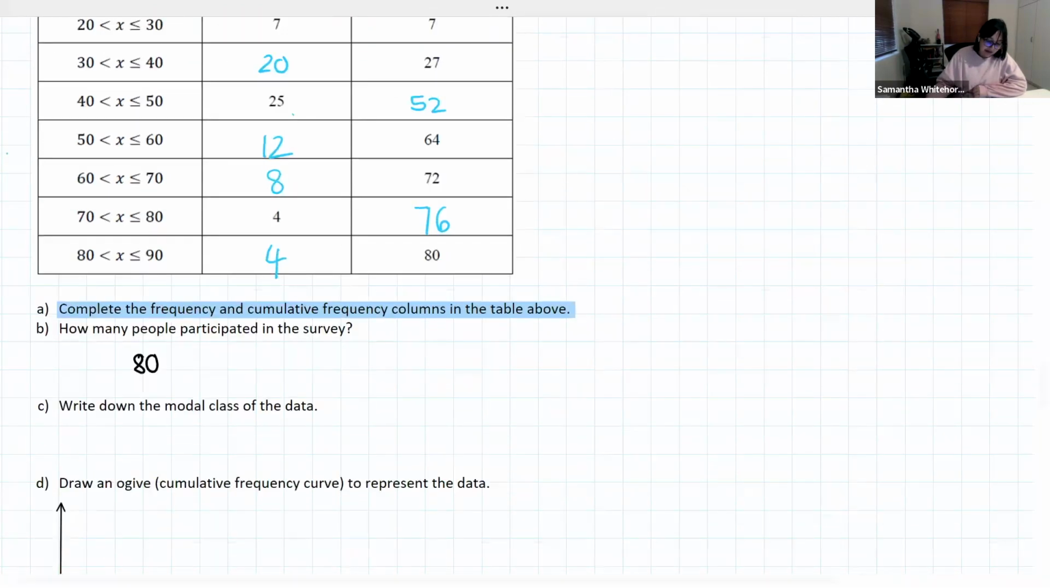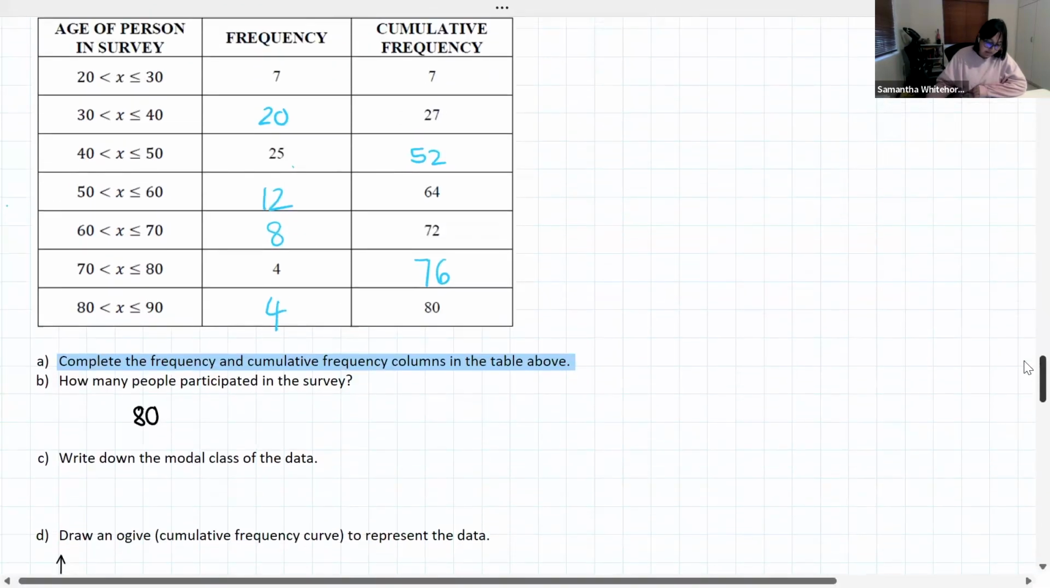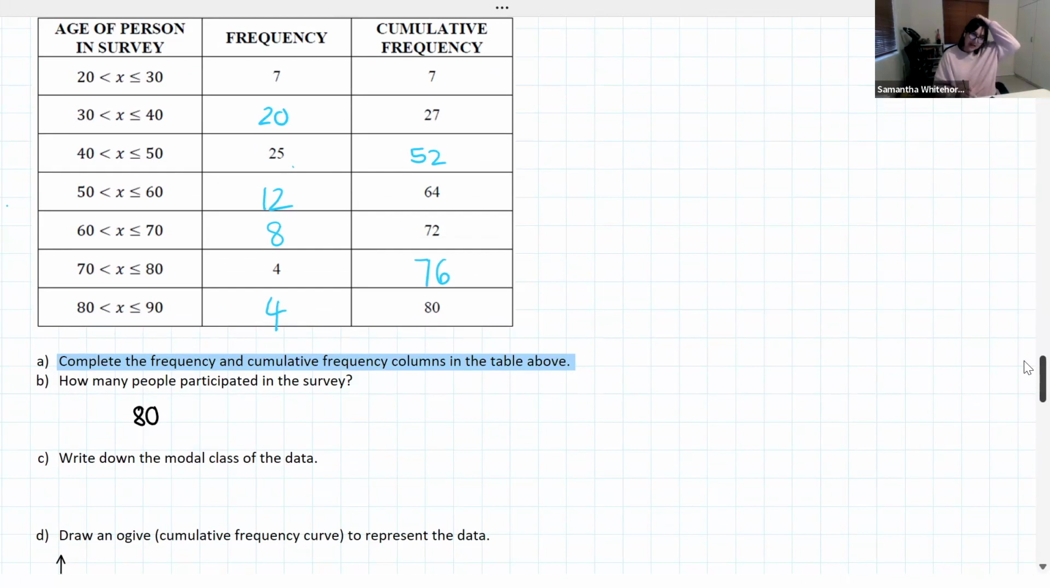Right, the next one says write down the modal class. Now remember, we can't just determine the mode because I don't have data points here. I just know they fall in intervals. But I can say what the modal class is. Now listen to my question. How will you know that it is the modal class? What do you look out for to determine whether or not it is your modal class?